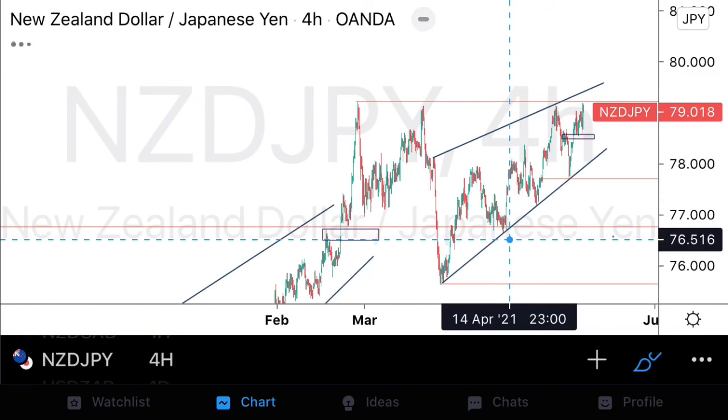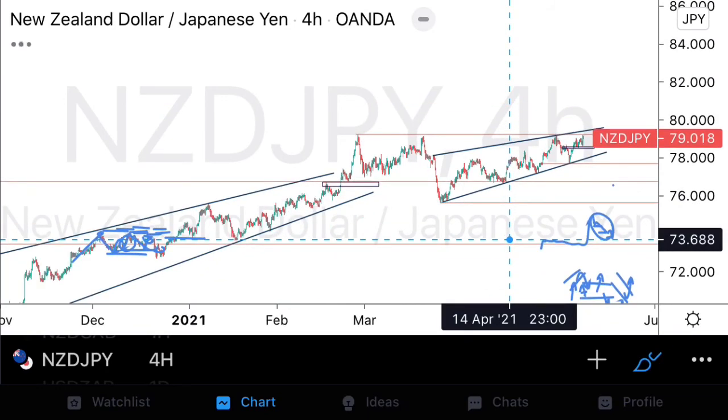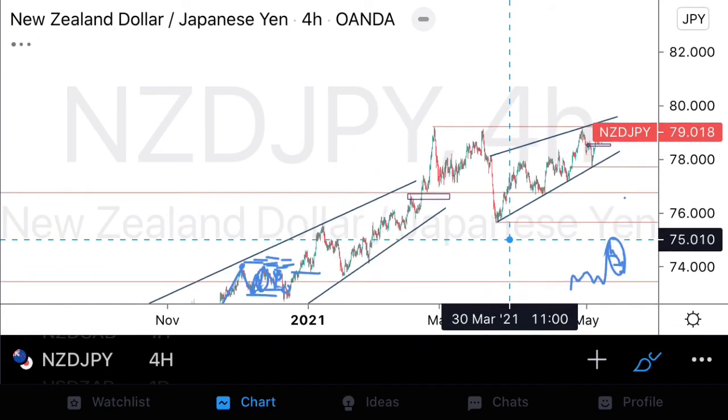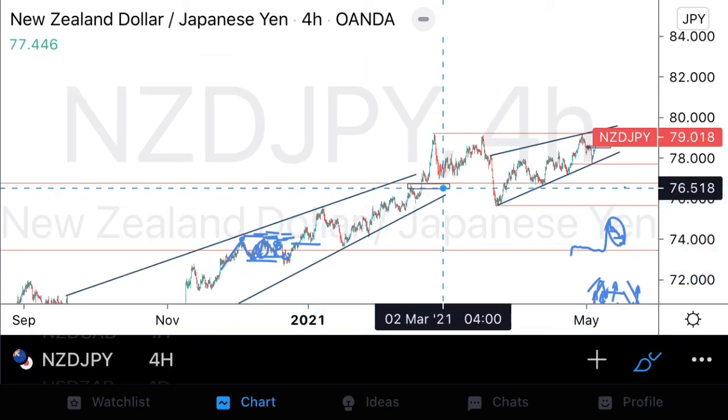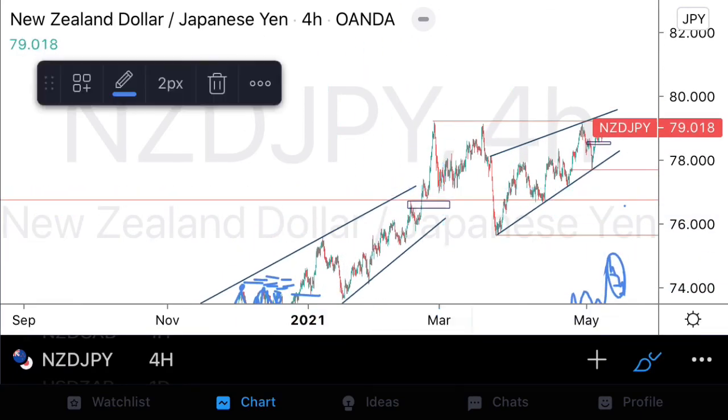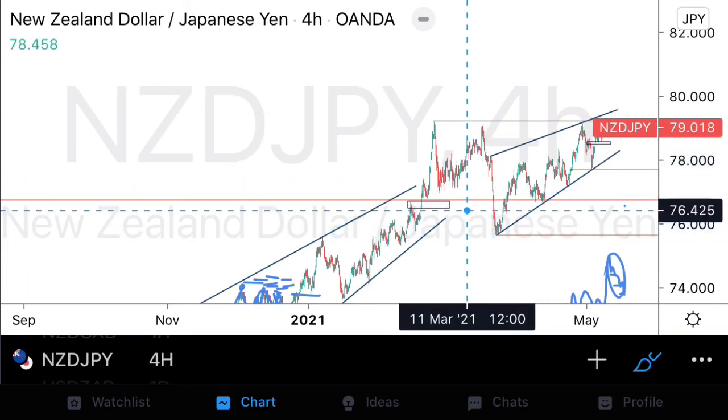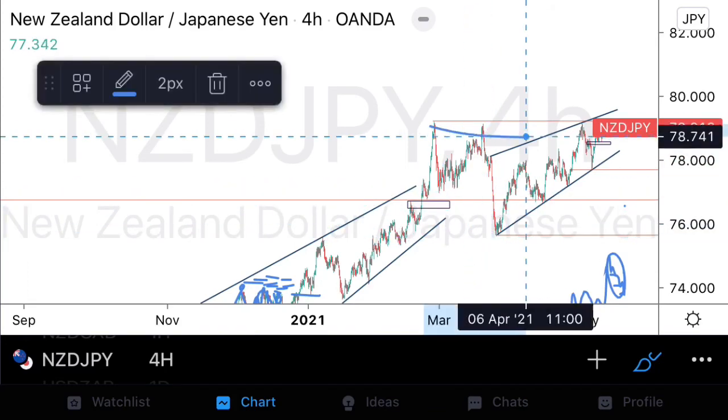So looking at things from a higher time frame perspective, guys, a lot of drawings on NZDJPY. We have seen markets basically correcting to the upside. You can call this a trend, but looking at the most recent momentum that's been coming in right now, we do see a lot of sellers being interested at selling at these extreme high prices.